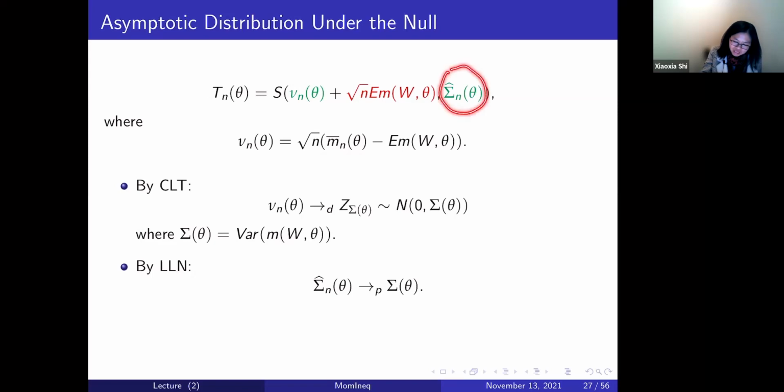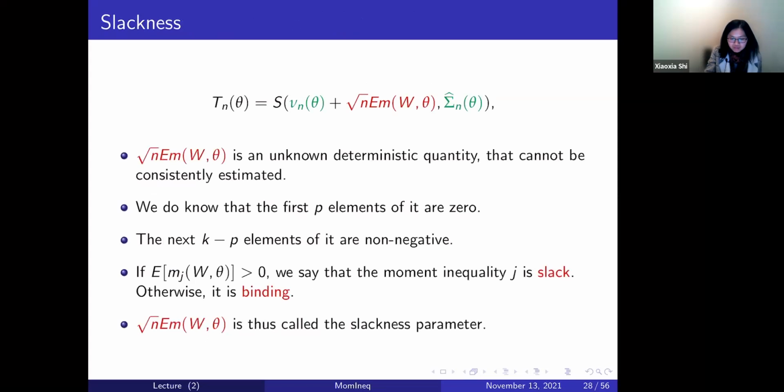And sigma_n hat also has a non-degenerate, non-random limit. That part is also easy to deal with. It's non-random in the limit, and this part is random, but you can approximate it by Gaussian. But this red part is kind of troublesome because that is an unknown deterministic quantity, right? We do not know this. If we knew this population expectation, we wouldn't be testing the moment inequalities, right? So we do not know this, and that is square root n times the population mean.